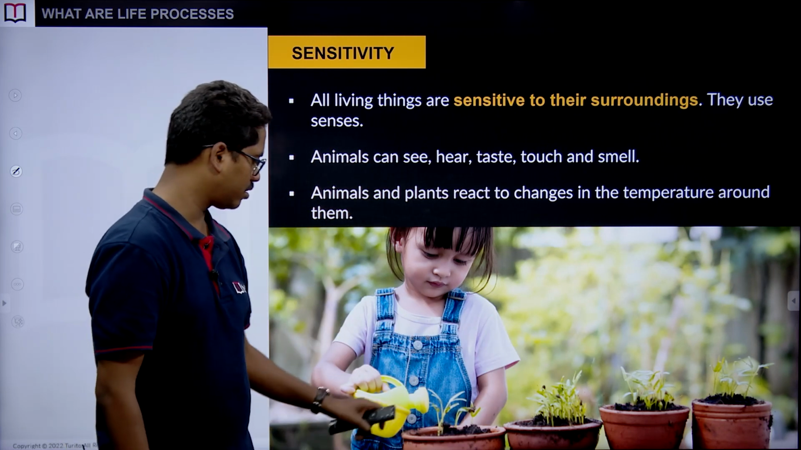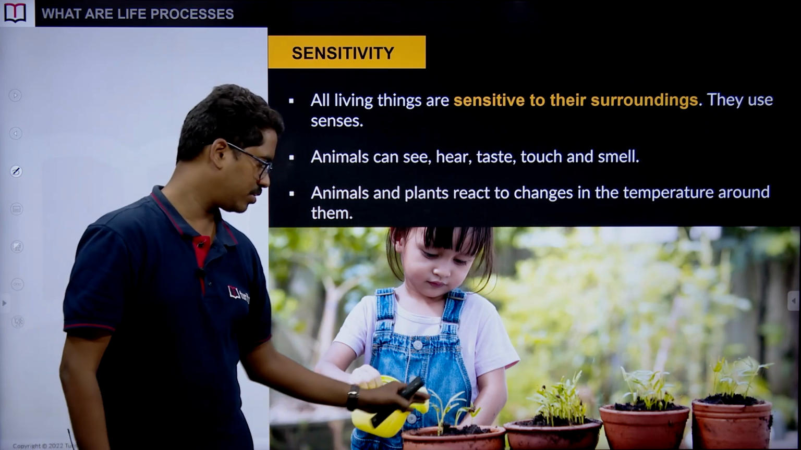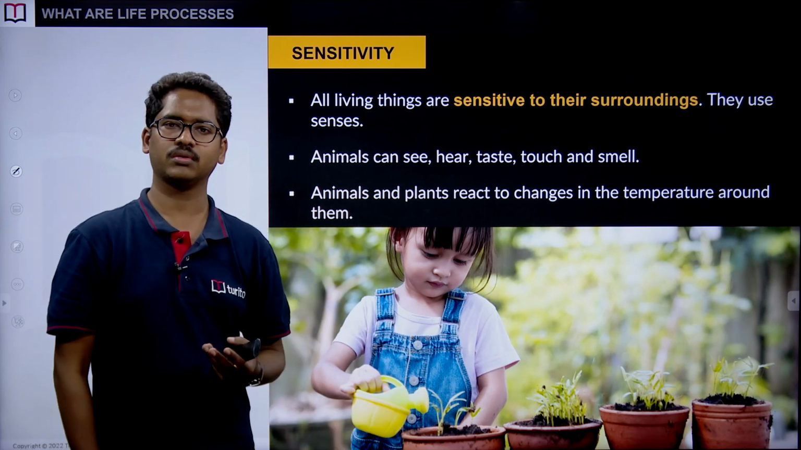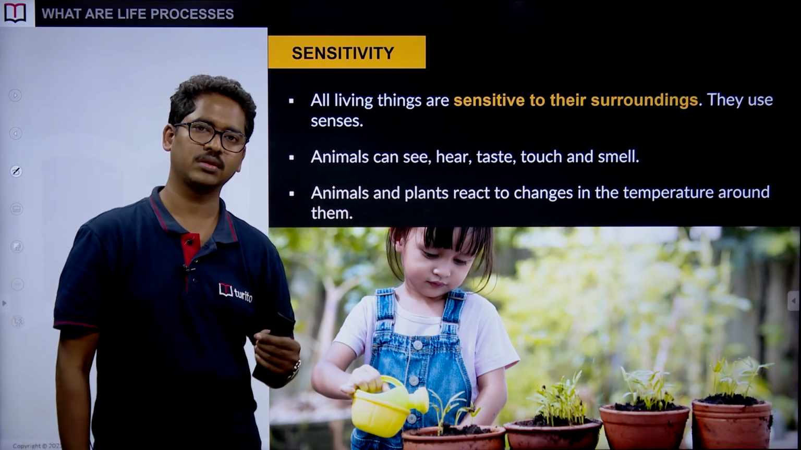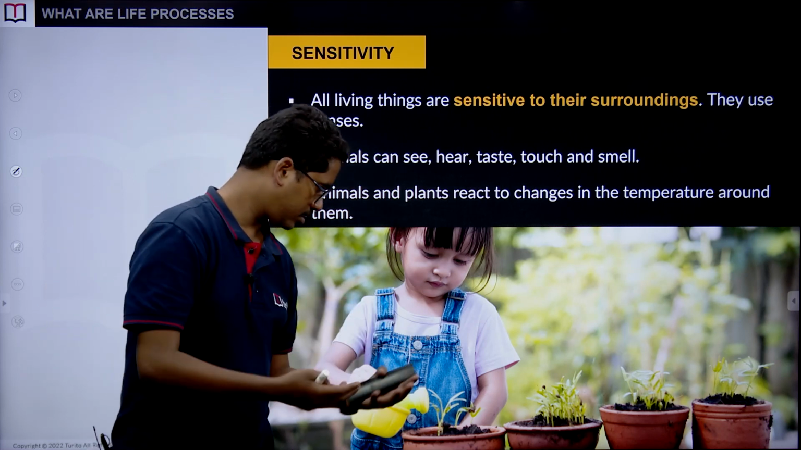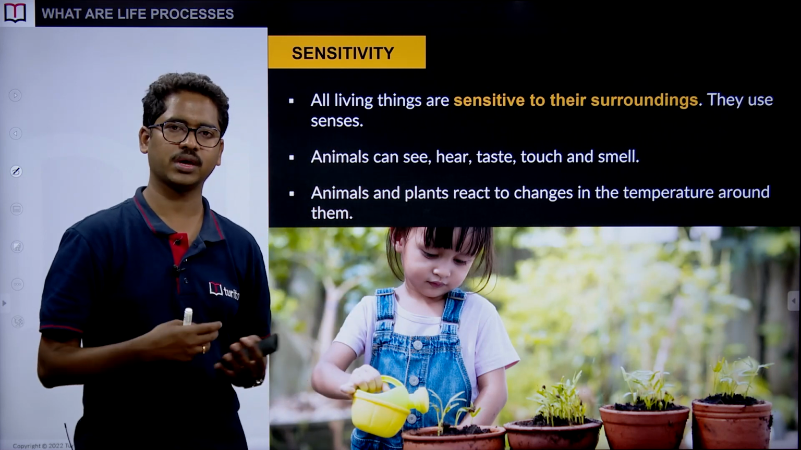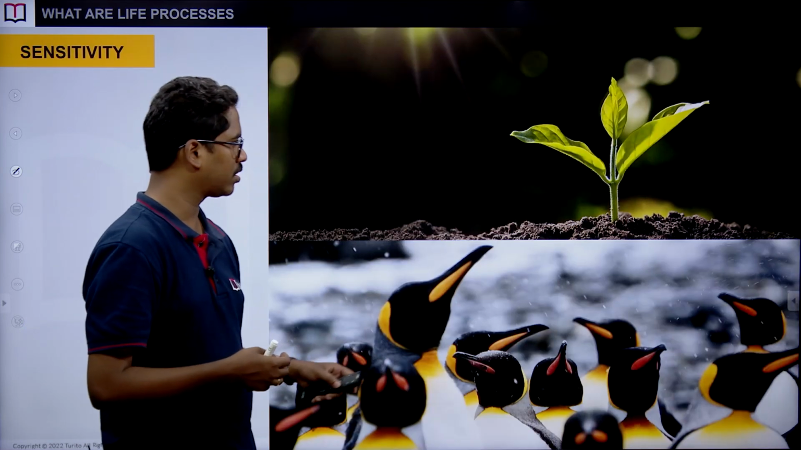So this little girl is putting water into those pots with the plants. By observing the pots, she will make out that, okay, these plants need some water. So that also is all about sensing. She sees it and she will realize, okay, they haven't been watered, so she's trying to put some water. So this is something to do with sensing.